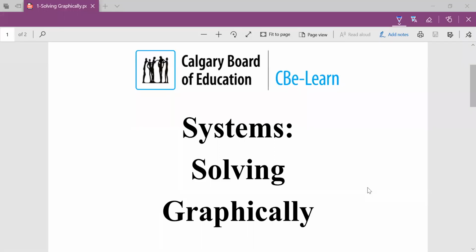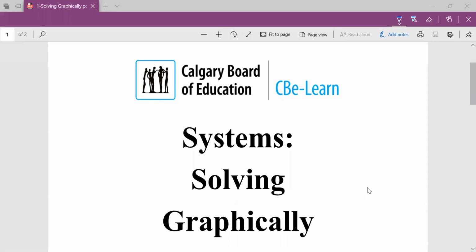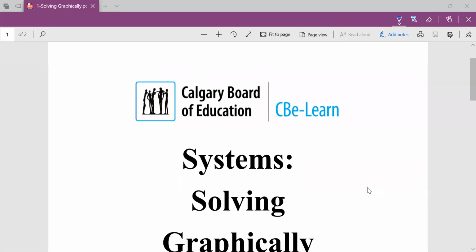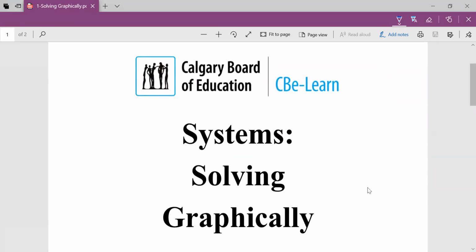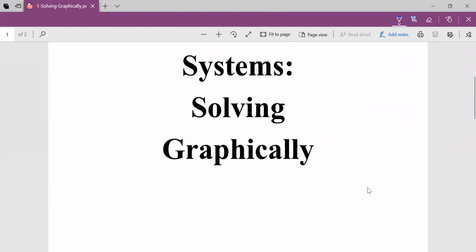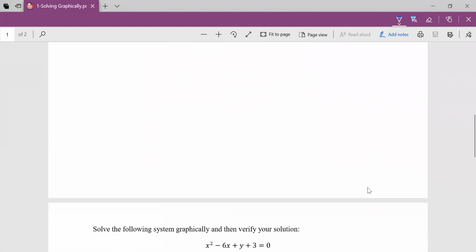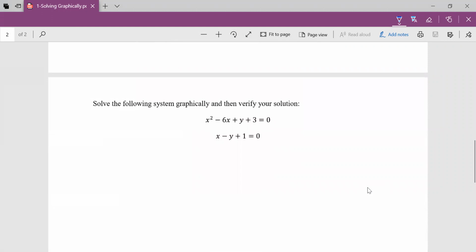Hey, 20-1s. Here we are in our first lesson in our new unit called Systems. What we're going to do in this unit, same as the other units, is learn how to solve these things graphically. So grab your graphing calculator, whatever that may be. I'll be using a TI for mine today.